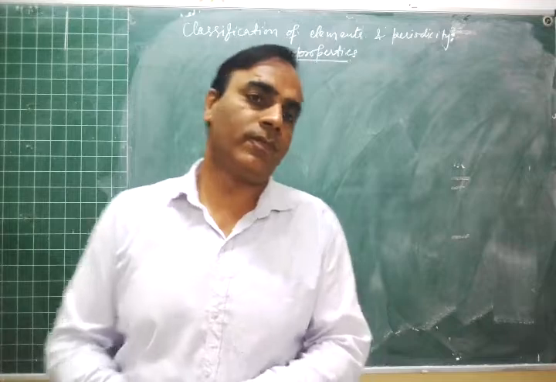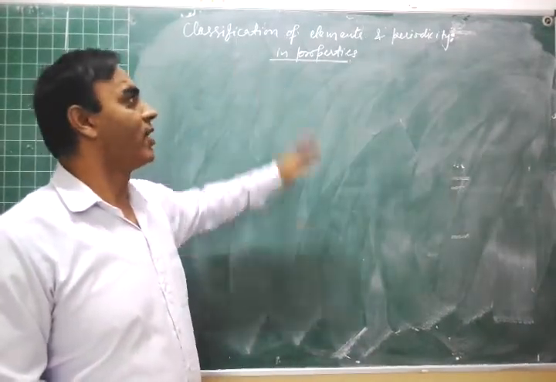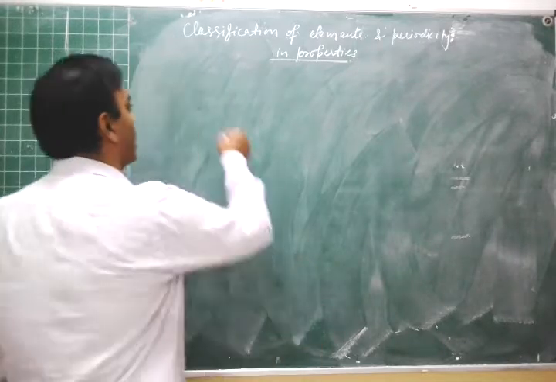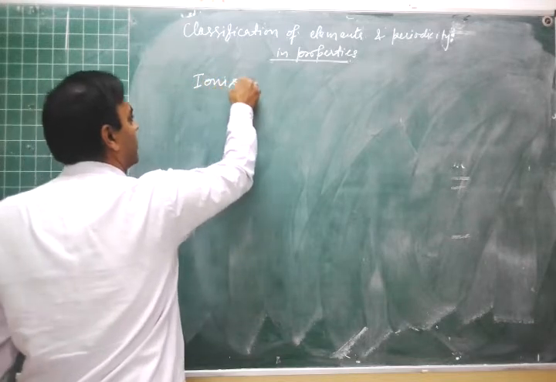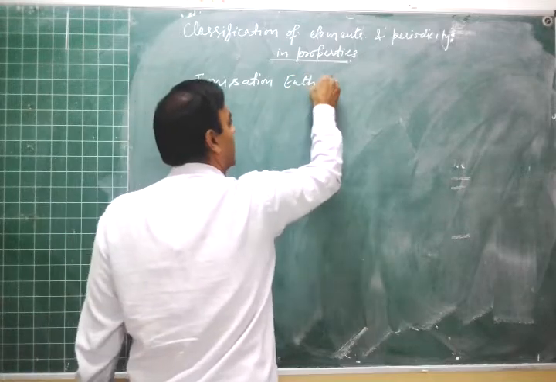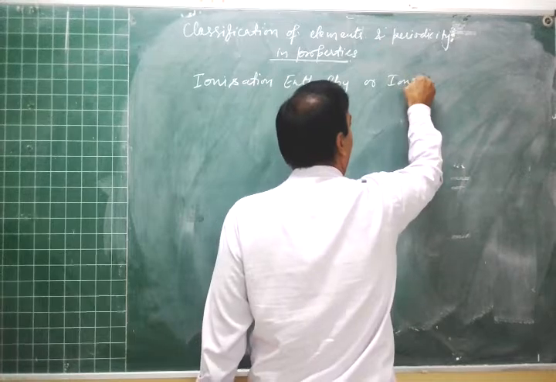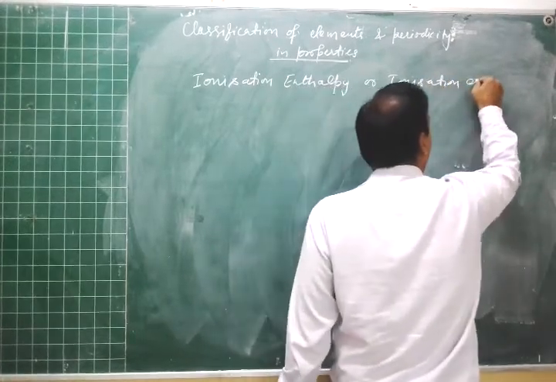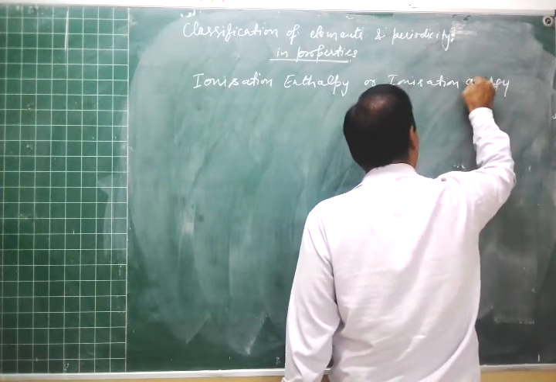Hello students, now we will discuss in this chapter, classification of elements and periodic properties: ionization enthalpy. Ionization enthalpy is also known as ionization energy. So what is ionization enthalpy or ionization energy?